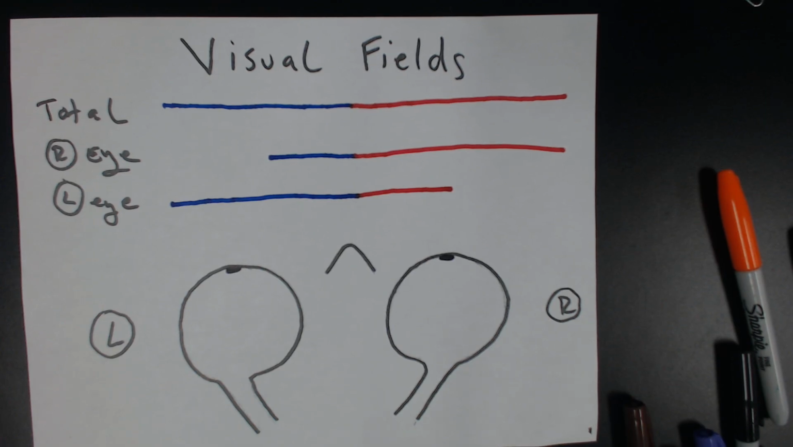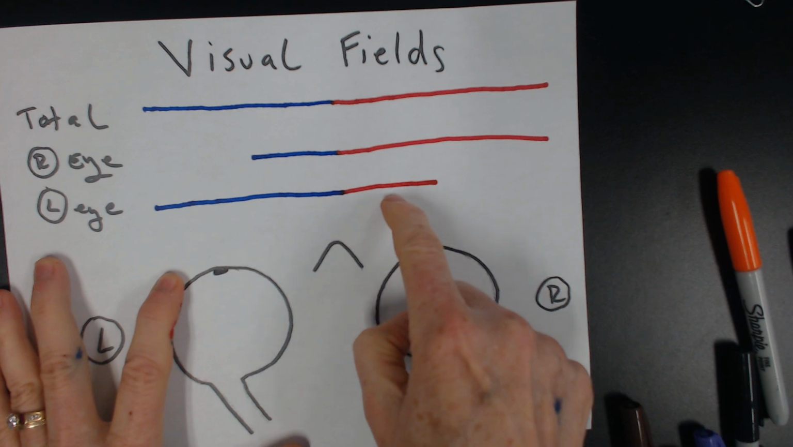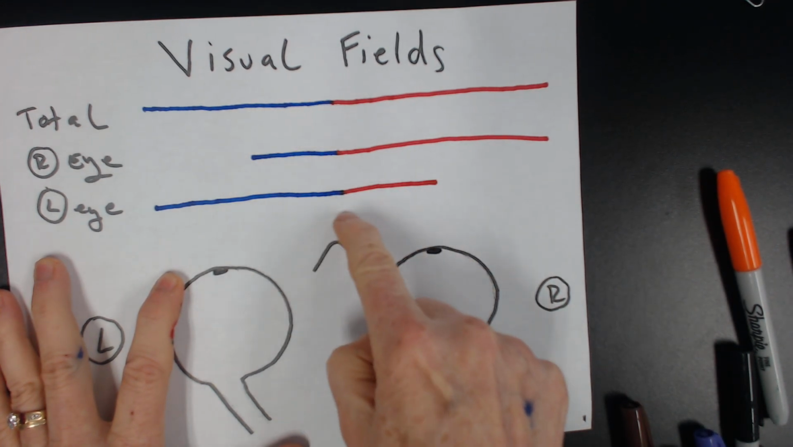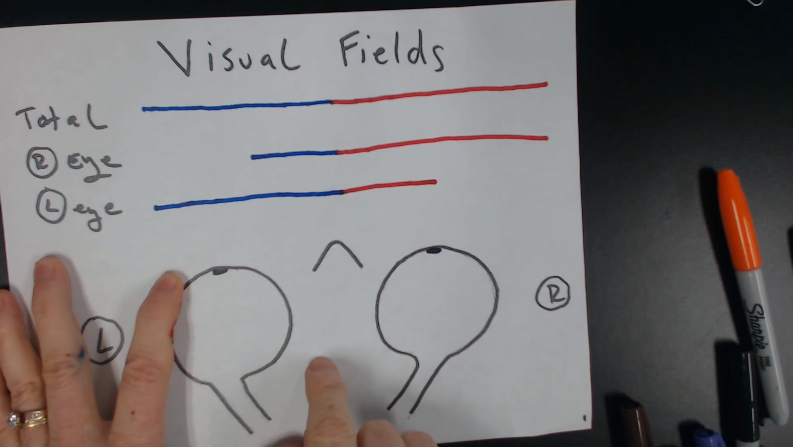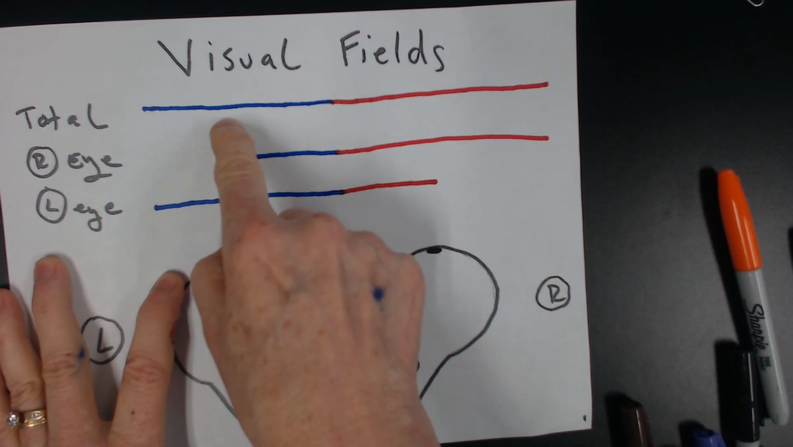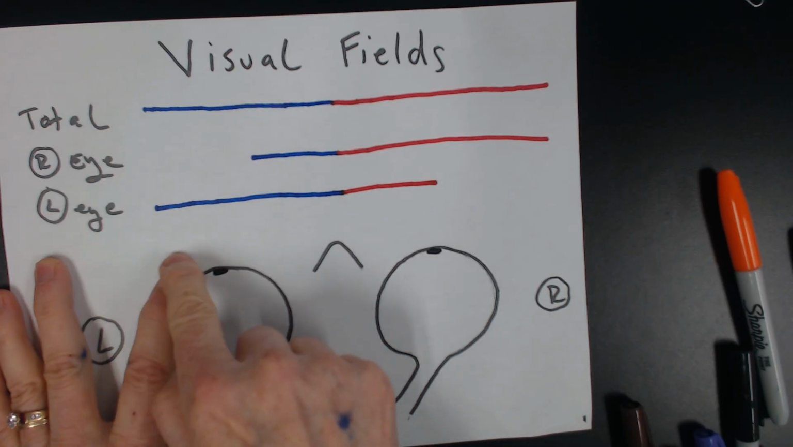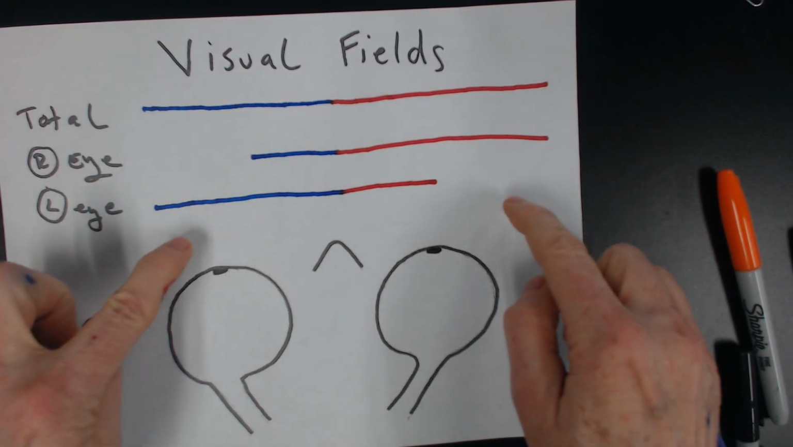So, when I think about nasal versus temporal, when I talk about visual fields, my nasal visual field is this area here that's in the middle or closest to my nose, right? But my temporal visual field is going to be this area over here on the far outside. Okay, so I have nasal visual fields, and then I have temporal visual fields here.